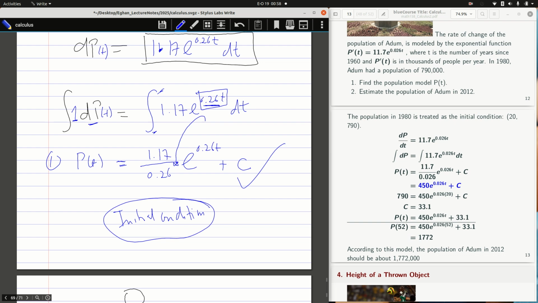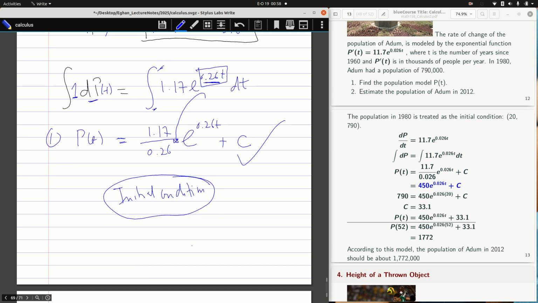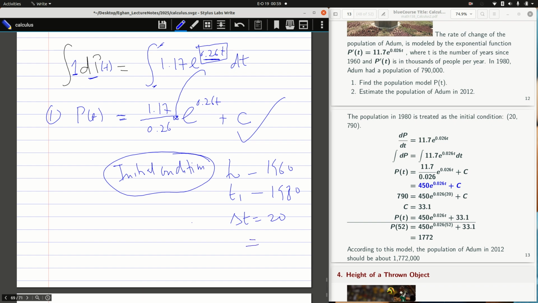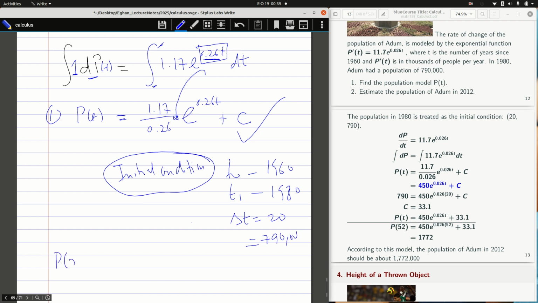And so what is this initial condition? We were given the initial population, time 0 to time 1, 1960 to 1980, and I said the time difference is 20 years. It means that in 20 years, it gave us 790,000. So we have this. So it means that p at 20 will be equal to, if I divide this, 450 exponential 0.26t plus c. But wherever I see t, I place 20 in.